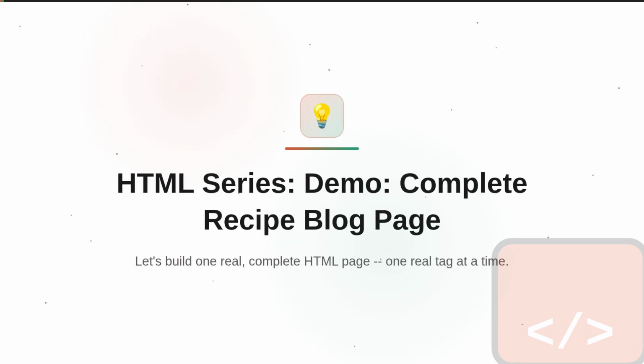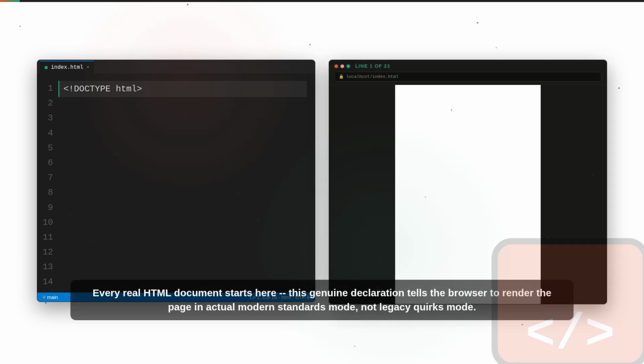Let's build one real, complete HTML page, one real tag at a time. Every real HTML document starts here. This genuine declaration tells the browser to render the page in actual modern standards mode, not legacy quirks mode.